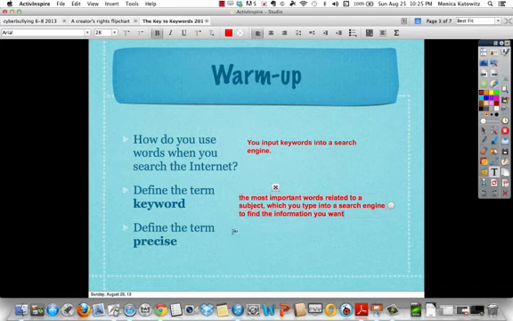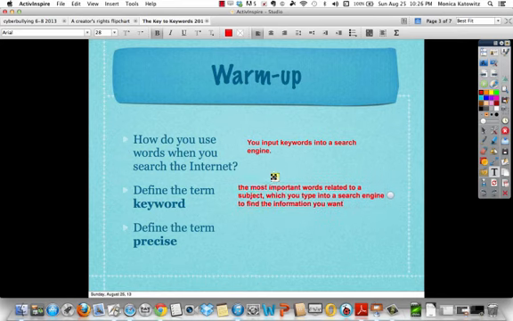Now, the thing is that if you want to get the exact information, you need to make sure you are precise on your keywords. Okay, so the word precise means clear and exact, because search engines cannot read your mind. So make sure you choose your keywords carefully and make sure you use the most precise keywords.